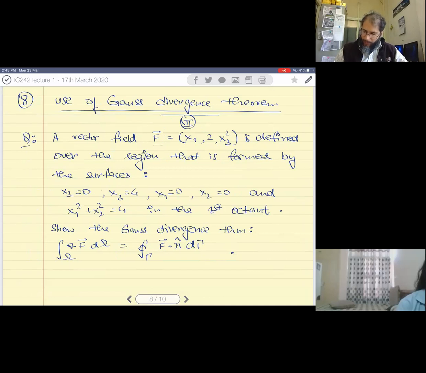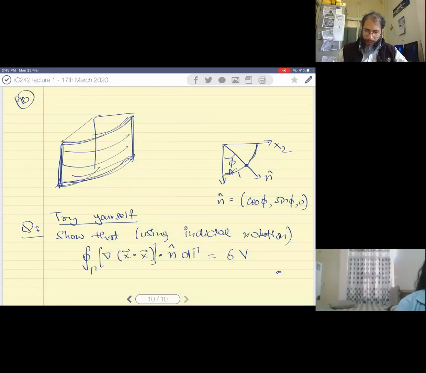Now the other one is what I discussed today, the one on the screen. It says that using the indicial notation, you have to show that this integral on the left hand side, which is a surface integral, is equal to 6 times the volume of the object. So let's do that.